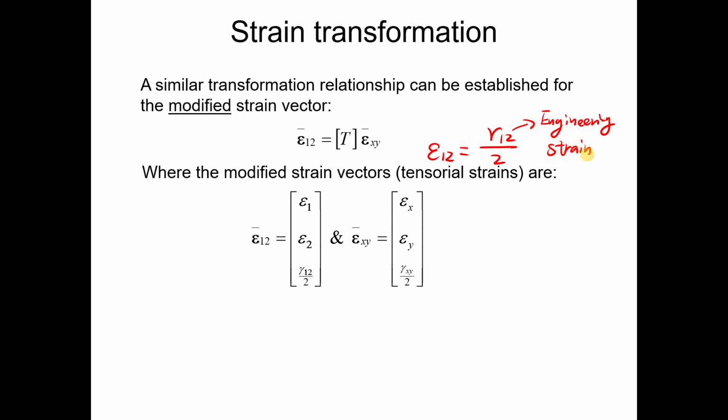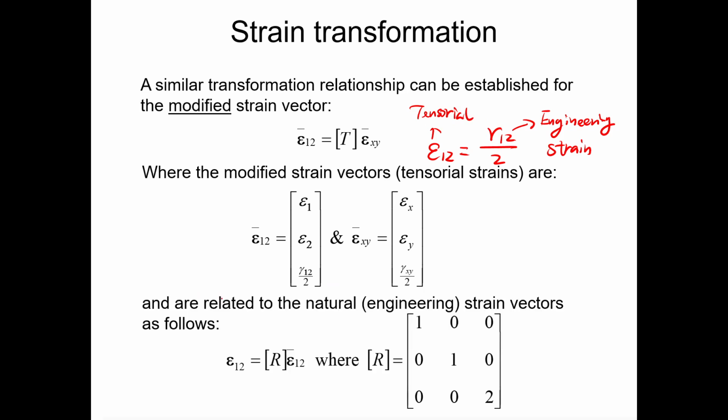And this is called tensorial strain. Okay. Now, this can be related by what we call natural strain vectors, essentially just mapping out the two times difference of the tensorial strain and engineering strain. Okay, R is here. It's not a transformation matrix, just a scalar factor matrix.